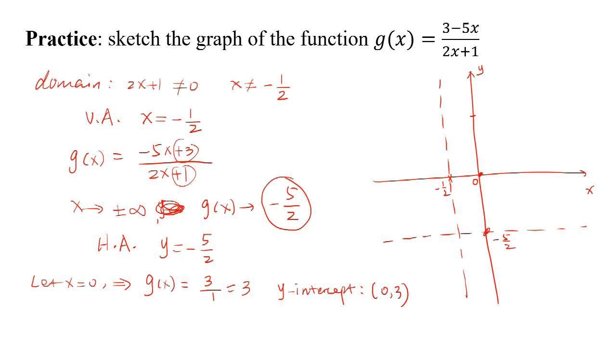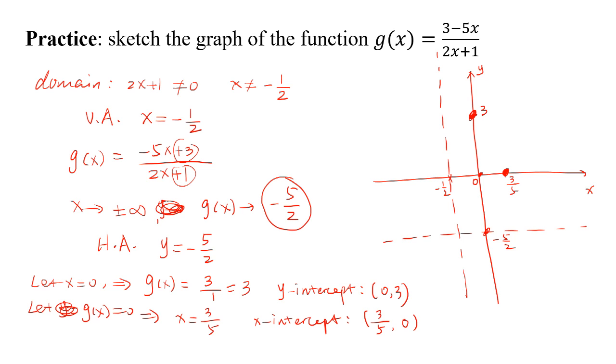Let's label this here. And we can let g(x) be 0. And we know that when g(x) is 0, x is 3 over 5. That means the x-intercept is (3/5, 0), right? Okay, x-intercept, let's label it here, 3 over 5. So that means this function must pass these two points, right?